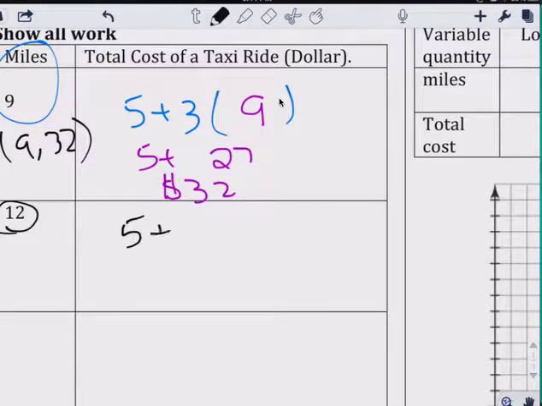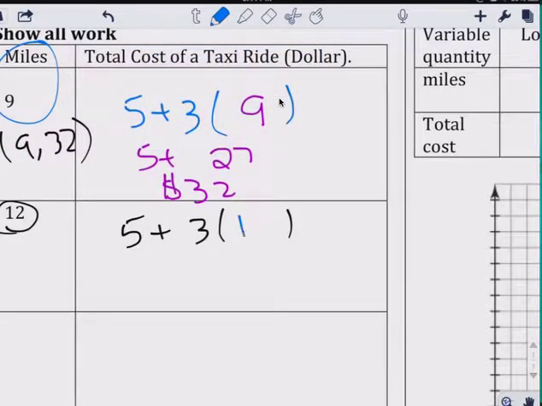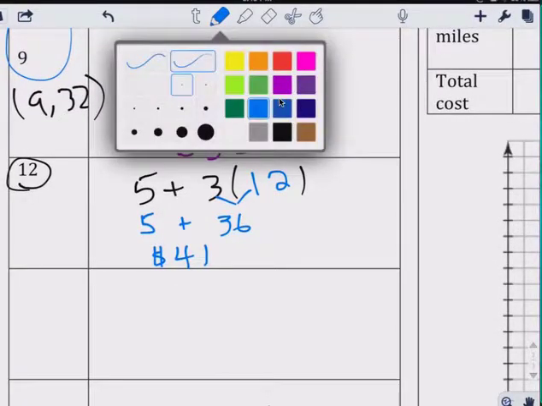$5 to get in the car, an automatic charge, and $3 per mile. Multiply that, you get $36 for the mileage and $5 for getting in the car, for a total of $41 for 12 miles. Okay, you choose your own.